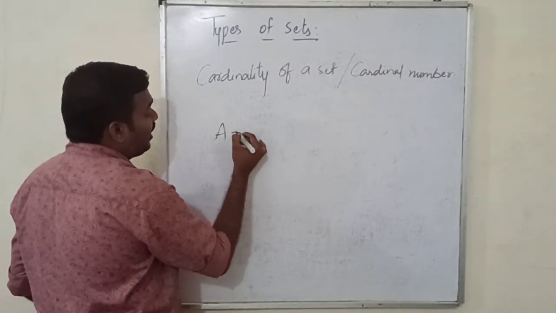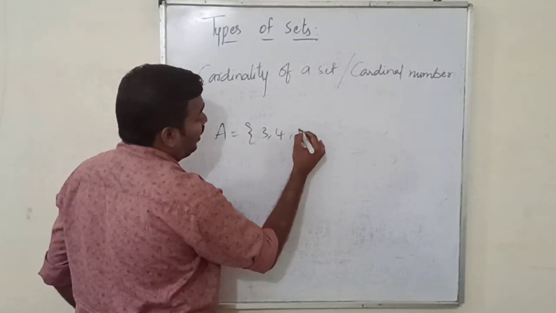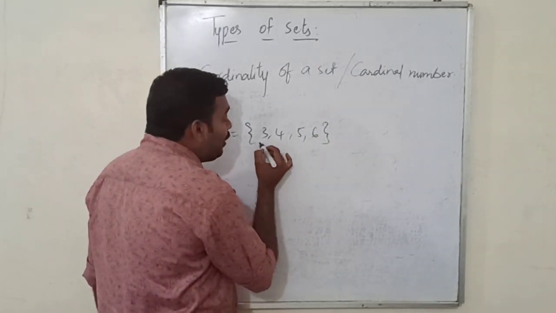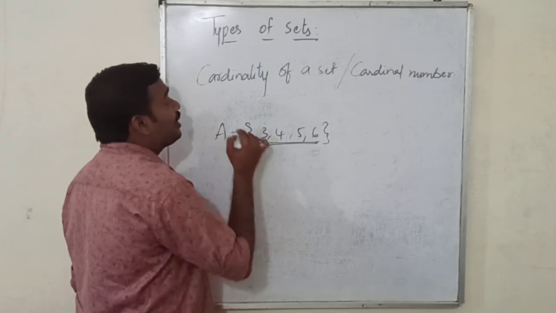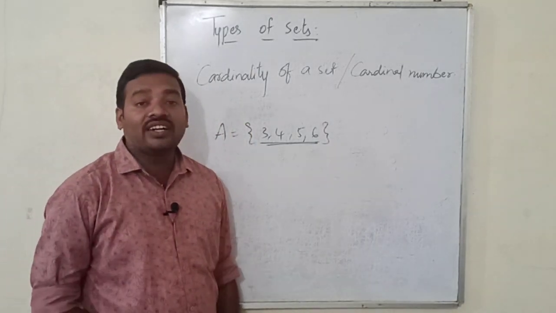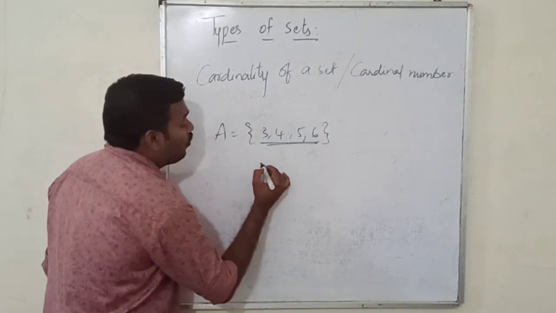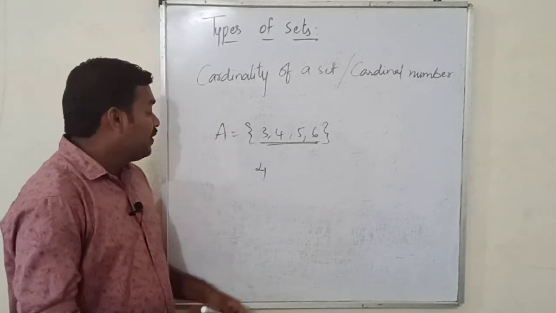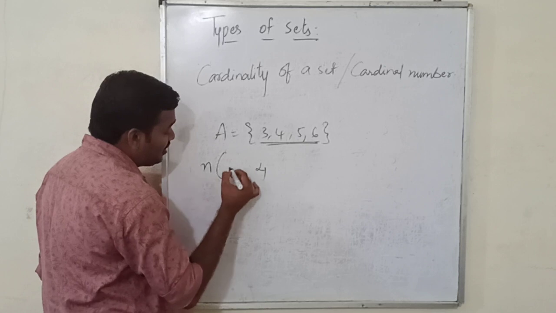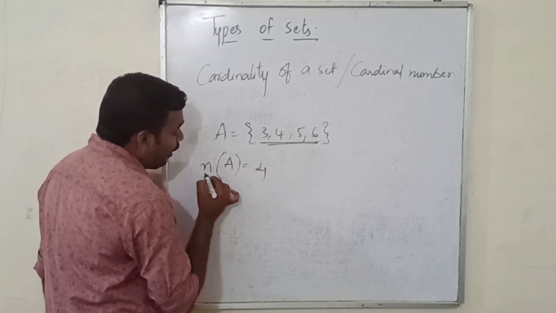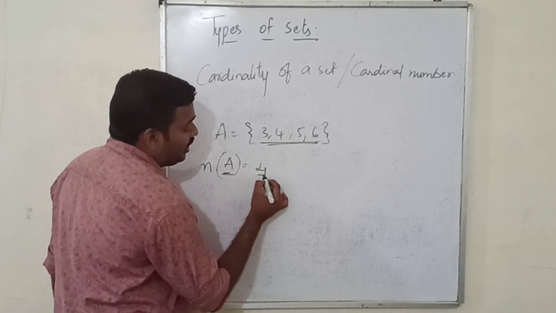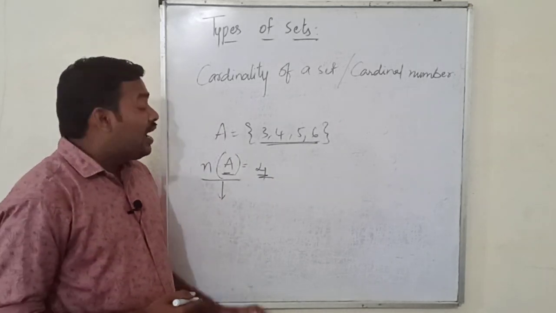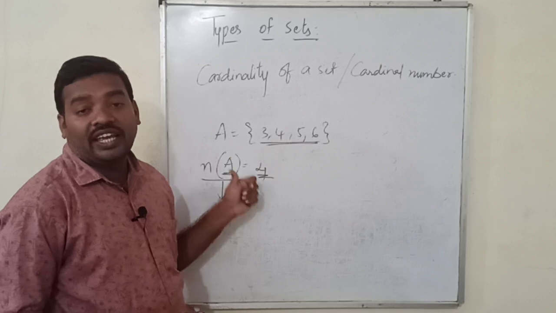Suppose you have A = {3, 4, 5, 6}. Then the number of elements in this set is nothing but the cardinality of that set. Here that is 4. We denote that as n(A), that is, the number of elements in A is 4. This is the cardinal number of A, or the cardinality of set A.